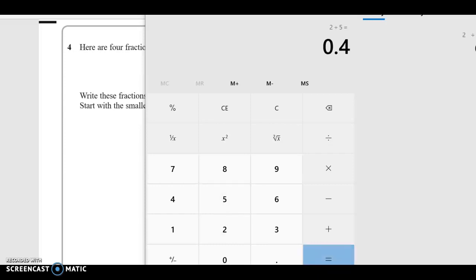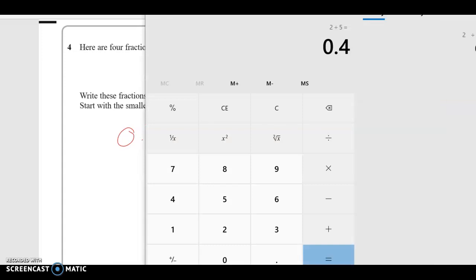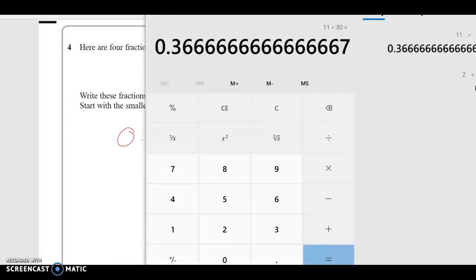And this gives me 0.4. So instead of 2/5, I have 0.4. So I've got 0.4 is my 2/5. Then I do the same with 11/30. So 11 divided by 30 gives me 0.36 recurring.